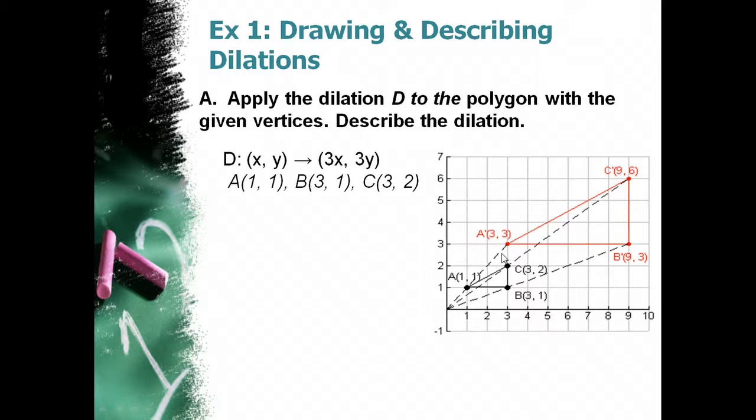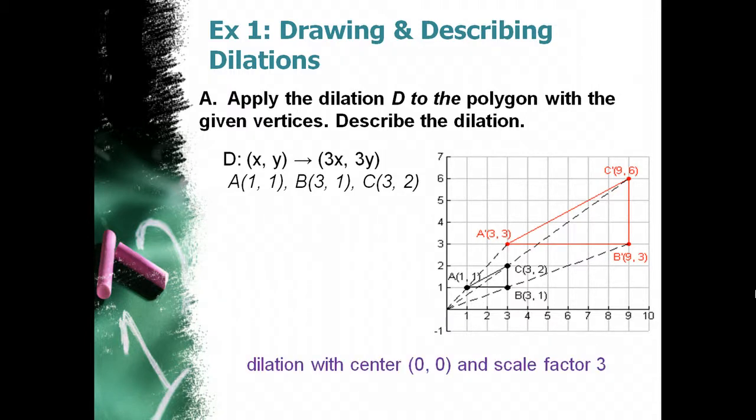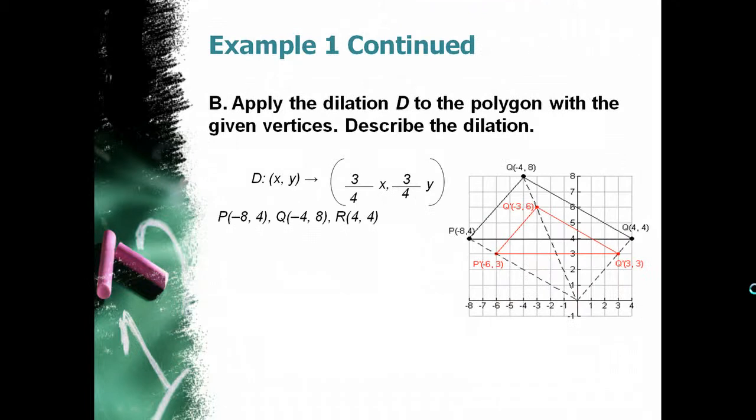If you note, you can draw a line through the 2 points straight through to (0, 0). This is a dilation with center (0, 0) and a scale factor of 3. Let's look at another one. Apply the dilation D to the polygon with the given vertices and describe the dilation.